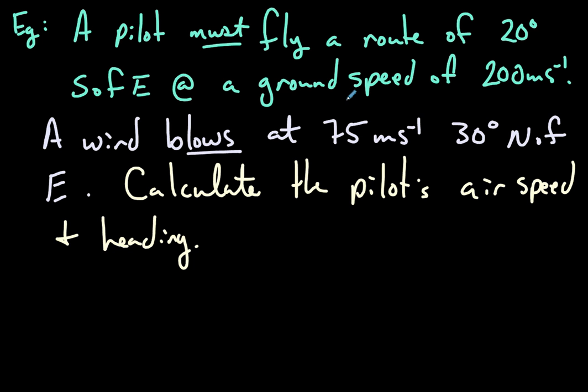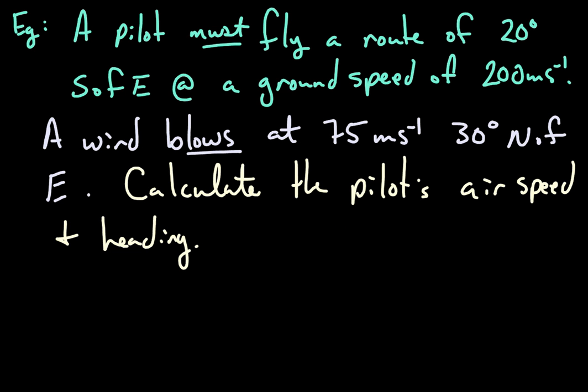Okay, let's deal with a relative velocity problem here. A pilot must fly a route of 20 degrees south of east at a ground speed of 200 meters per second. There's a wind blowing at 75 meters per second, 30 degrees north of east. Calculate the pilot's airspeed and heading. So first we have to decipher what this means.